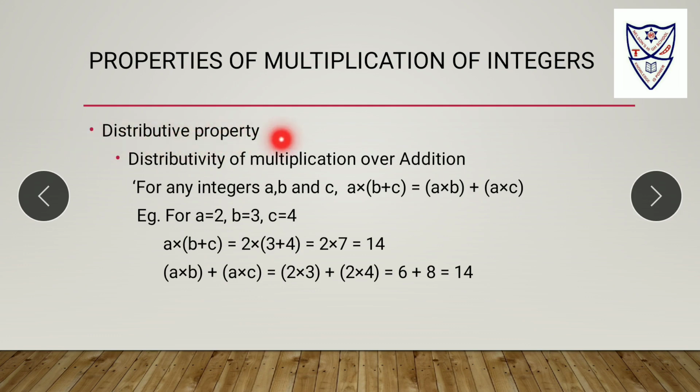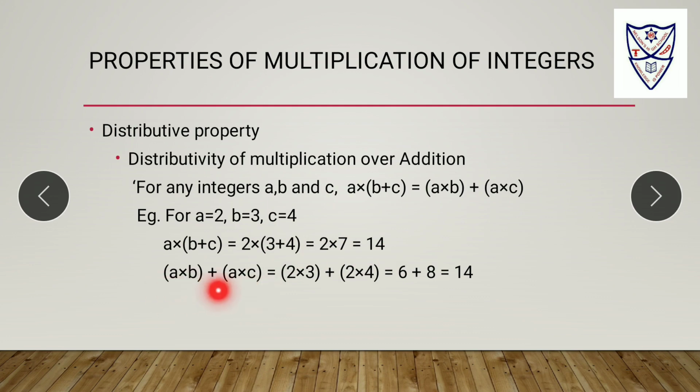Next property, distributive property. Distributivity of multiplication over addition. For any integers a, b and c, a multiplied by, in the bracket, b plus c is equal to, in the bracket, a multiplied by b plus a multiplied by c. That means this a will multiply with b, then plus a will multiply with c. For example, a is equal to 2, b is equal to 3, and c is equal to 4. a multiplied by b plus c, we will put the values of a, b, c. So here 2 multiplied by 3 plus 4. First of all we will take this bracket out, that is 3 plus 4, it is 7, and 2 sevens are 14.